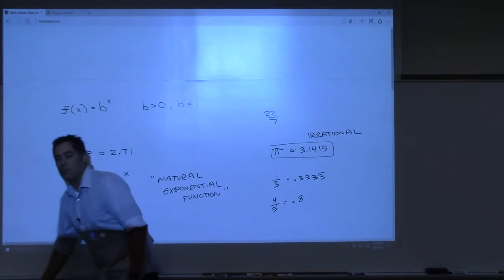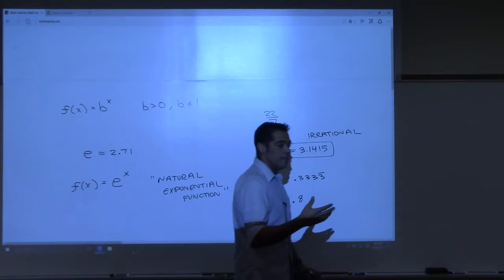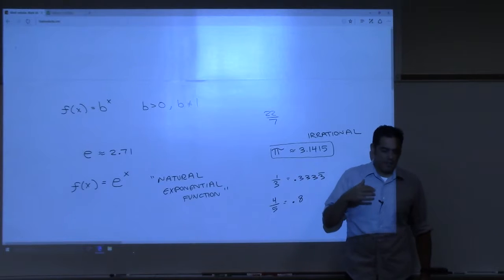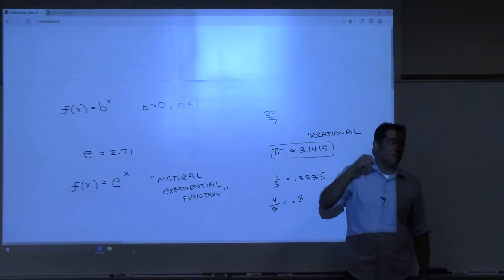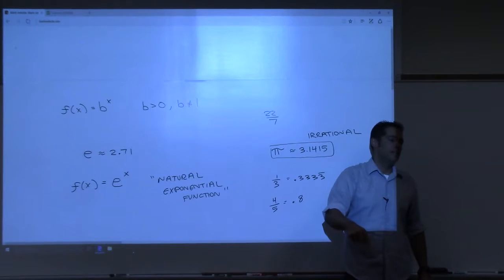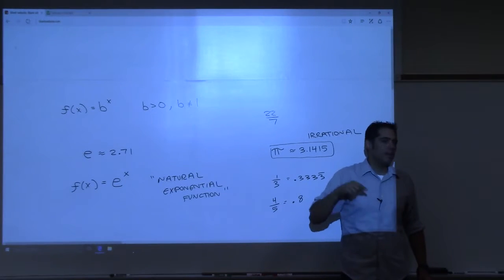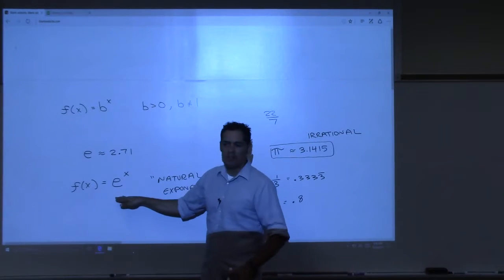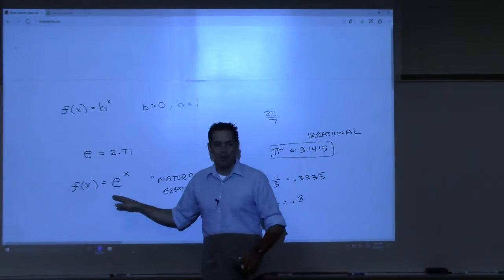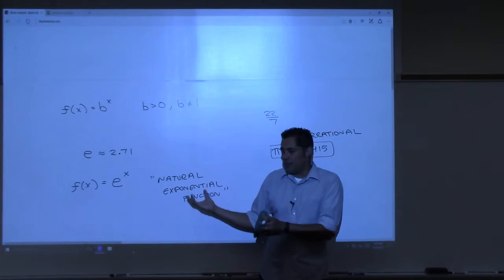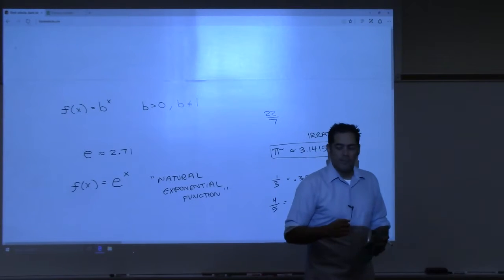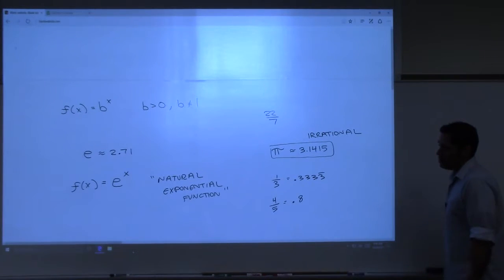And the word natural is coming from the idea that, in human history, we were trying to find a function that behaved a specific way. And we went looking and looking, and we finally found it. And this is it, and this is the only one that does it. And so it just kind of naturally occurs. We can't explain why it is that way, but that's the one. So we call it the natural exponential function.